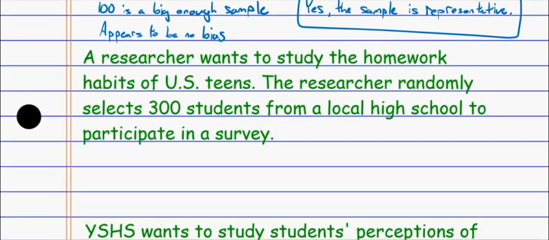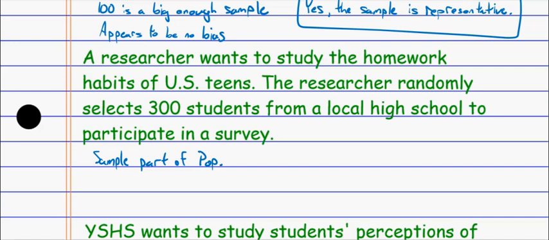If we look at the next one, it says a researcher wants to study the homework habits of U.S. teens. The researcher randomly selects 300 students from a local high school to participate in a survey. Again, we look through this idea that, first of all, would those students be part of the population that we're trying to investigate? And the answer is yes. Those 300 students, that sample is part of the overall population. So sample is part of population. That's the first thing we look at.